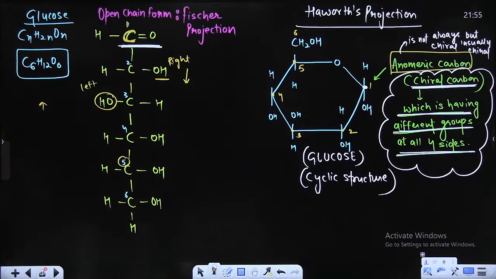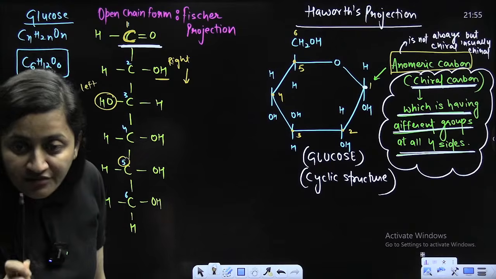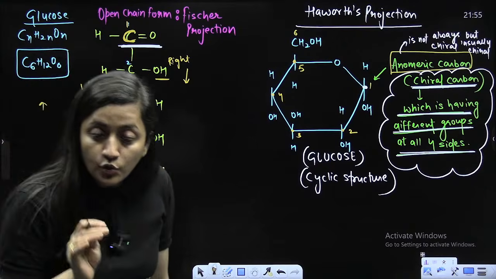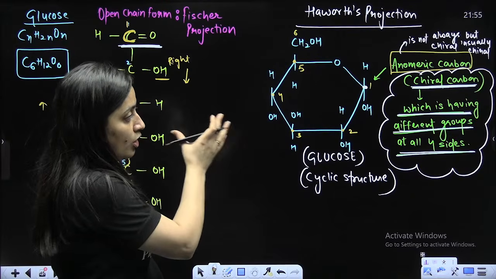So this terminology clear? So C1 is the anomeric carbon here. Anomeric carbon you will identify by its origin, because in the straight chain form it has to be in that carbonyl carbon form. So chiral carbon and anomeric carbon are 2 different terms. Chiral carbon means it is having 4 different groups at all 4 sides.